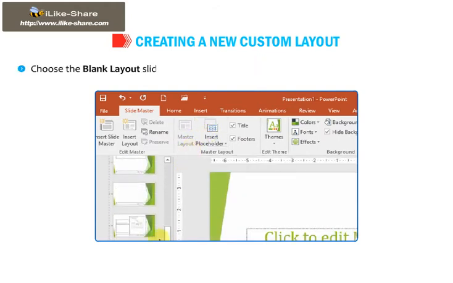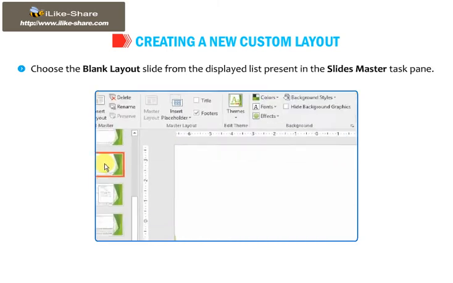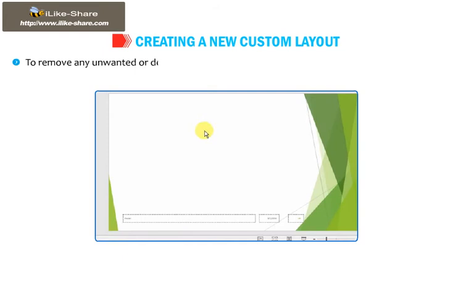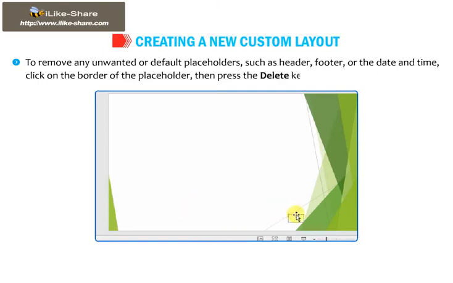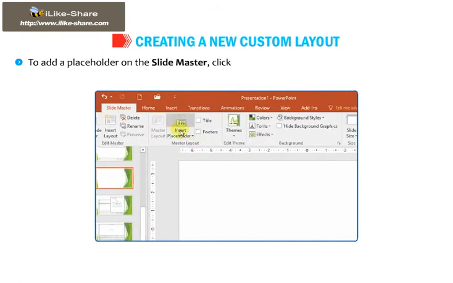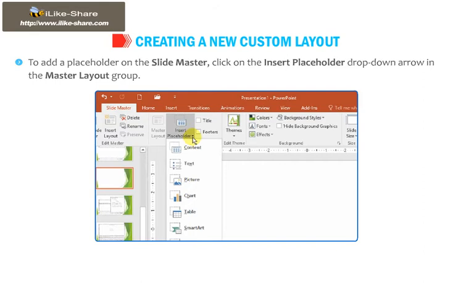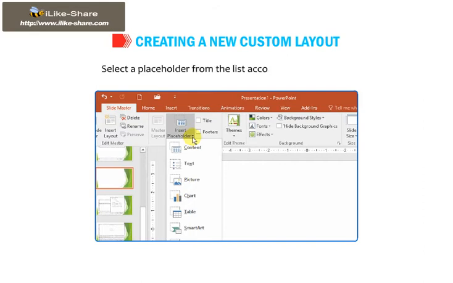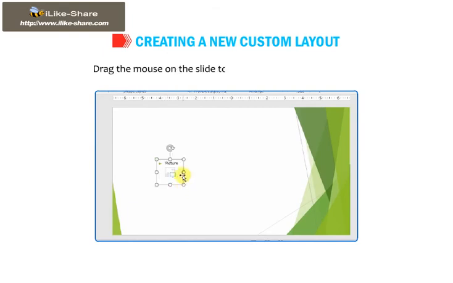Choose the blank layout slide from the displayed list present in the Slides Master task pane. To remove any unwanted or default placeholders such as header, footer, or the date and time, click on the border of the placeholder, then press the Delete key. To add a placeholder on the Slide Master, click on the Insert Placeholder drop-down arrow in the Master Layout group. Select a placeholder from the list according to your need. Drag the mouse on the slide to position the new placeholder.